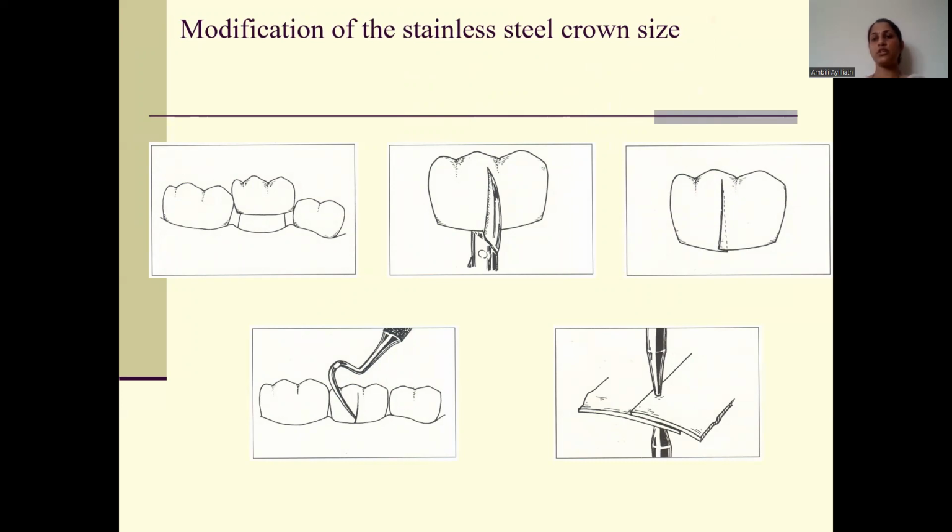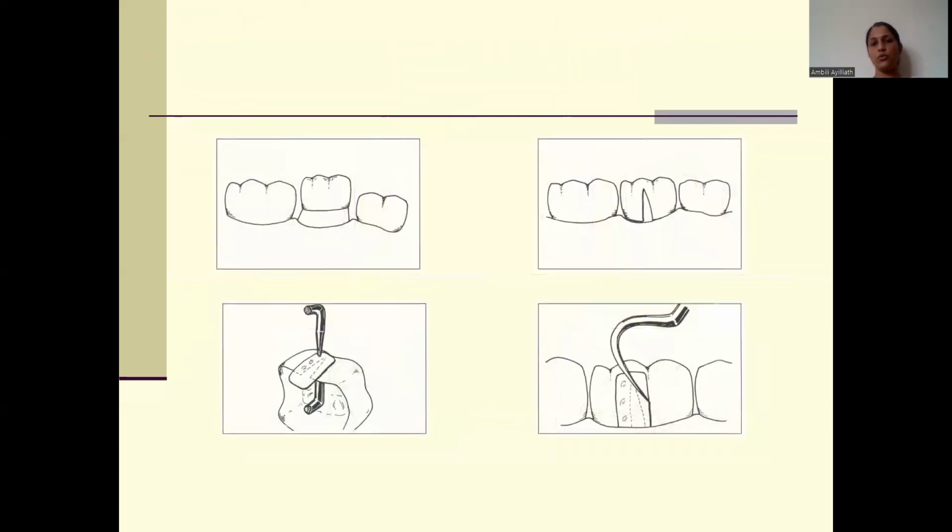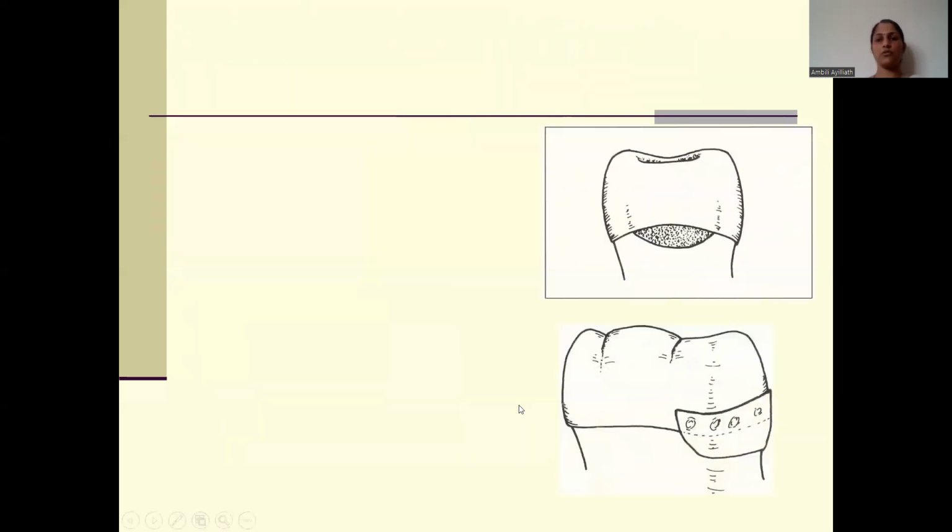Suppose you have an oversized crown with you, how can you adapt the crown? Normally what we do is we cut the crown and then we overlap the cut edges and weld them together so that the size of the crown can be reduced. And what in case of undersized crowns? What we normally do is we give a V-shaped slit and then we take another band material and weld it and then we go for the adaptation of the crown.